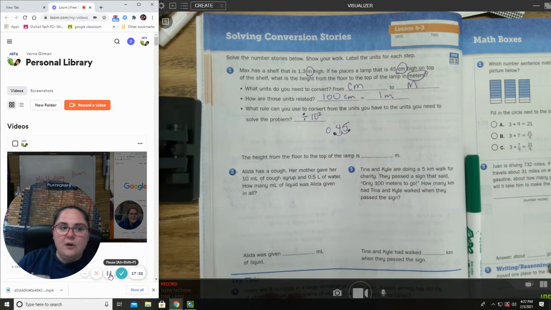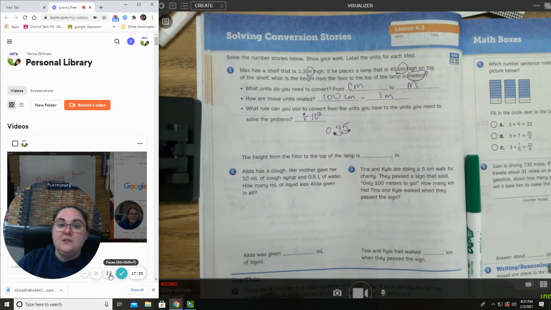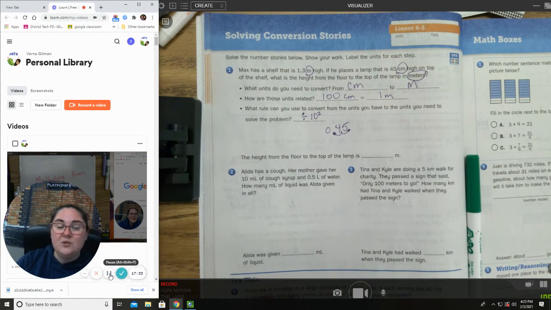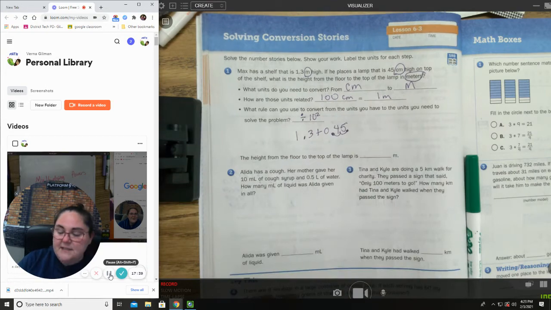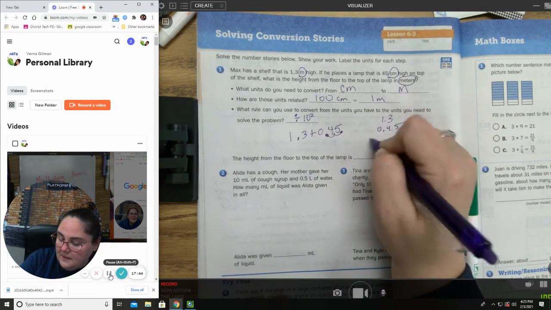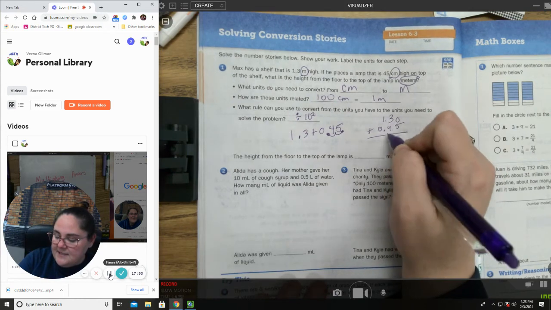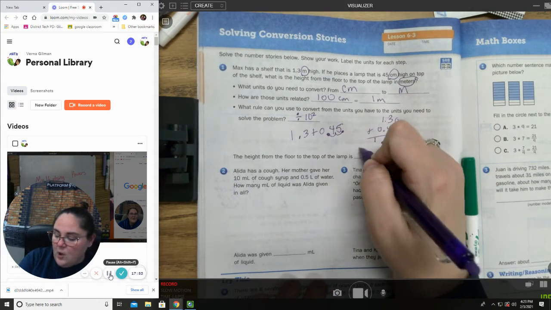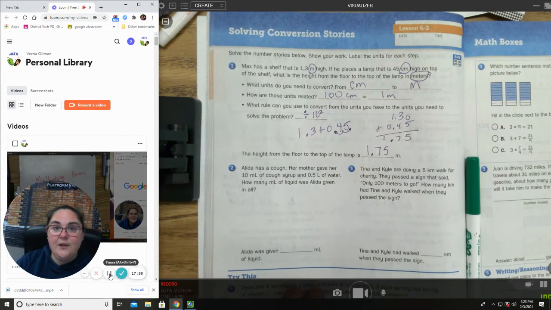So now I need to think this through. Max has a shelf that's 1.3 meters high. He puts this on top, right? And now I need to know the total height. Well, if I need the total height, I'm going to add. So 1.3 plus 0.45. I'm going to line it up. And I'm going to add 0 plus 5 is 5, 3 plus 4 is 7, decimal, decimal, decimal, and 1. 1.75 meters. That's how you would do that problem. Awesome.